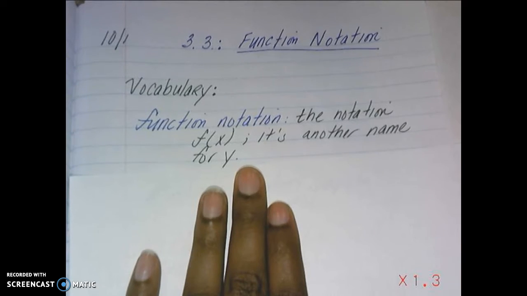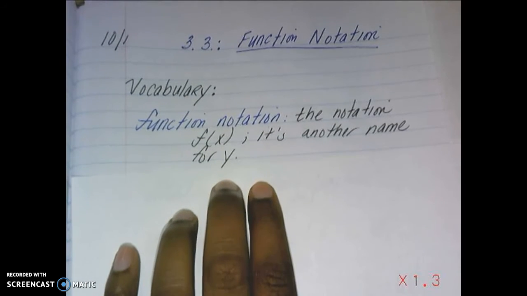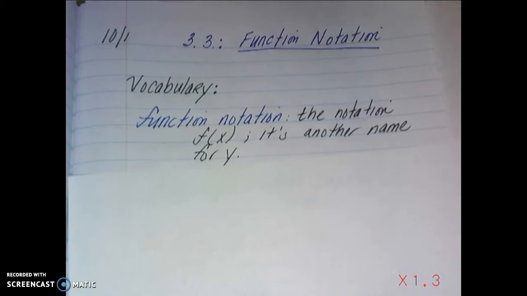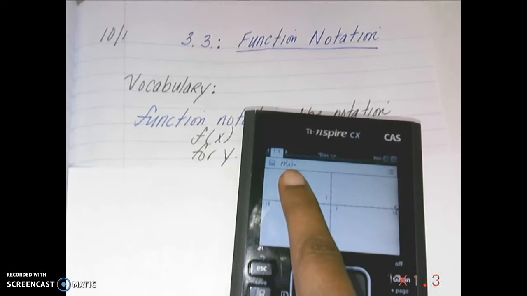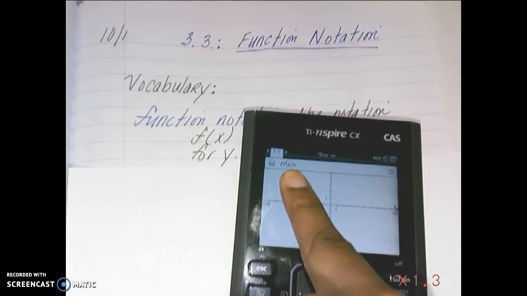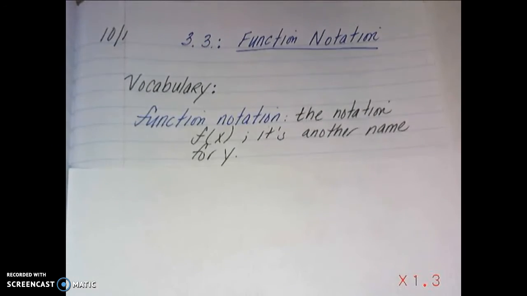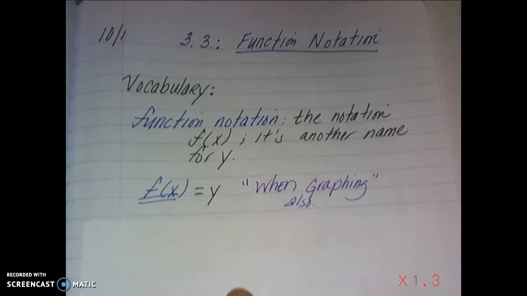So the vocabulary that goes with the Algebra 1 lesson is function notation. That is the notation where we write it as f of x. It's another name for y. So what I wanted to show you is with the newer calculators, when you turn on a graph, what you'll see is f of 1 equals x, and that's the same thing as y equals. So let's talk about what we're doing. F of x is the same thing as y.